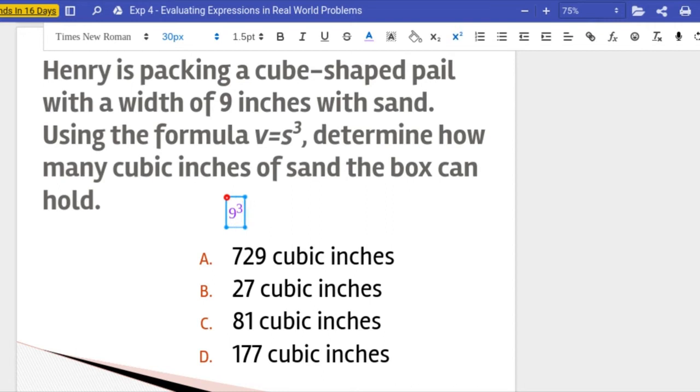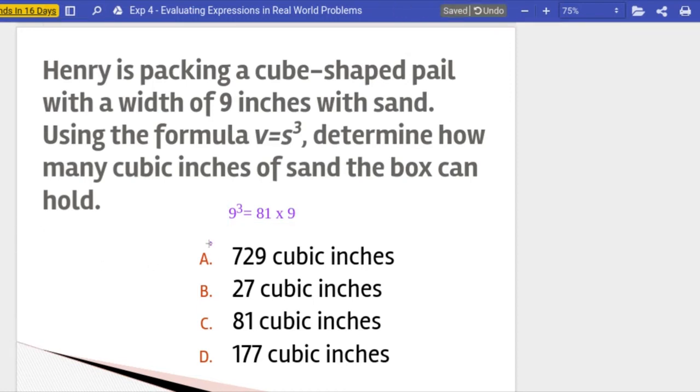So I have 9 cubed. So 9 cubed means 9 times 9 times 9. So 9 times 9 is 81, times another 9 would be 729. So my answer is 729 cubic inches of sand. That is what the box can hold.